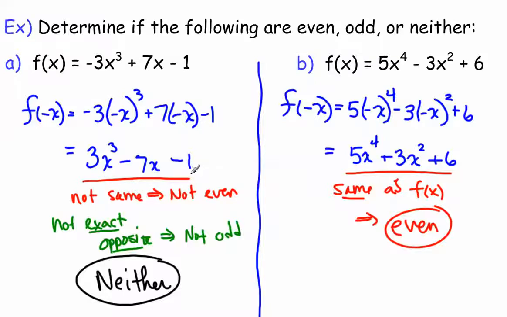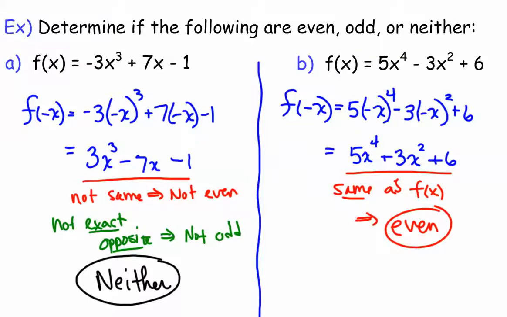Now we're going to compare this answer to the original one. You notice that the first terms, they're opposites, okay? Second terms, yep, they're opposites. But this third term, they're the same. So this is not exactly the same, it's not even, and it's not exactly the opposite, so it's not odd. We'd have to say it's neither.